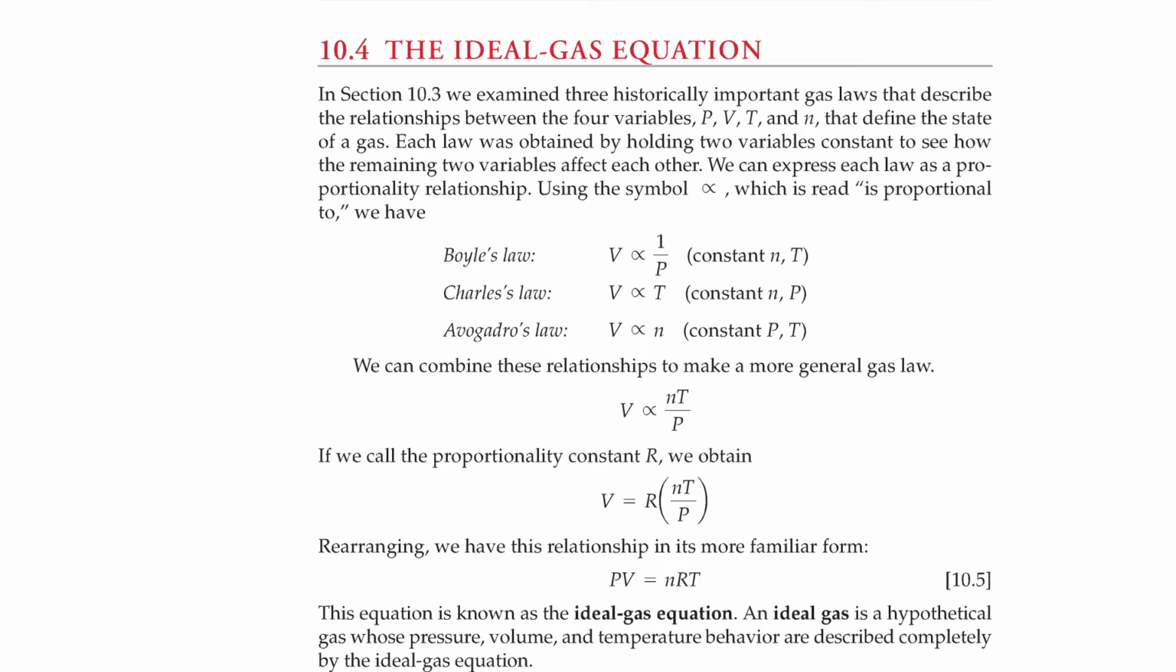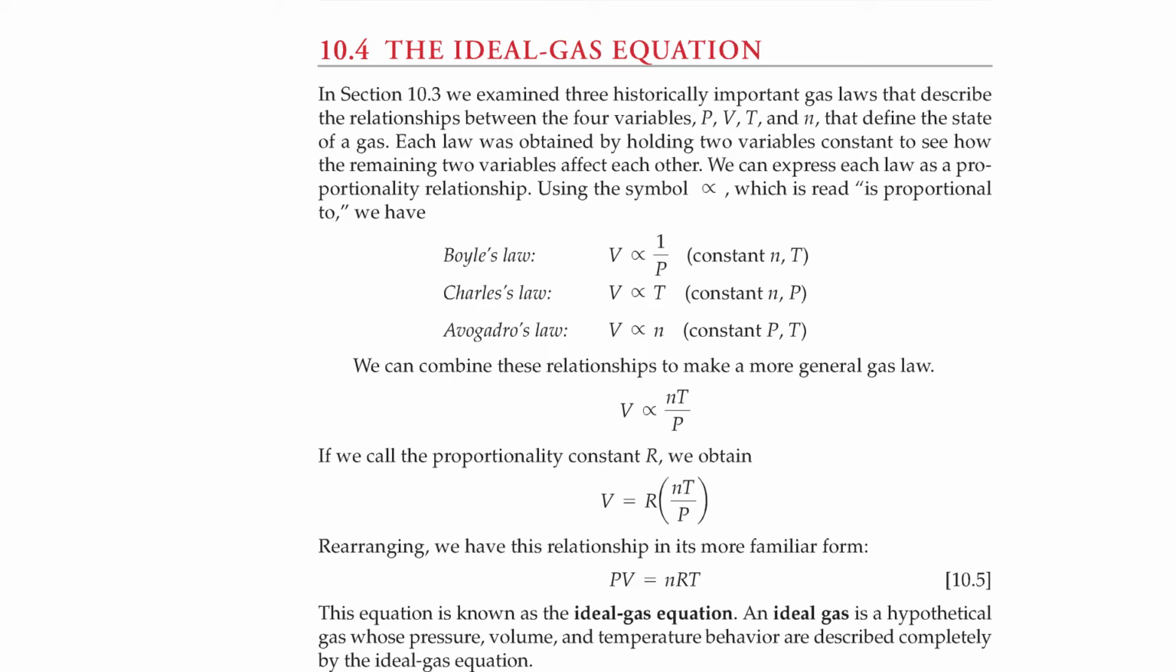We have Boyle's law: volume is proportional to 1 over the pressure, with the number of moles and temperature constant. Charles's law: the volume is proportional to the temperature, when the number of moles and the pressure are constant. And Avogadro's law: the volume is proportional to the number of moles, with pressure and temperature constant.